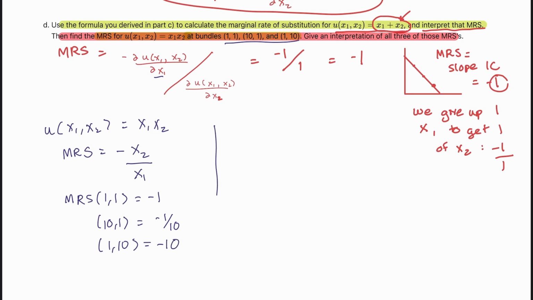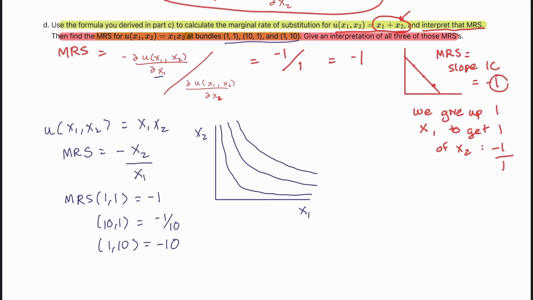And recall for this utility function, x1 x2, our indifference curves look something like this. Those are our indifference curves for that utility function. Then this bundle, (1, 1), is somewhere like this. And it's saying that the slope of the indifference curves at bundle (1, 1) is negative 1. And that looks just about right.